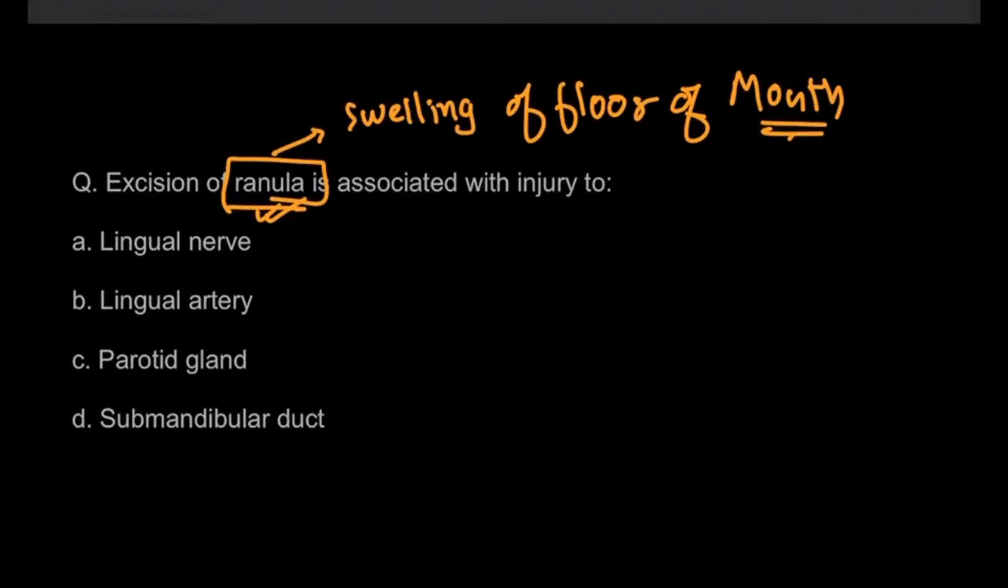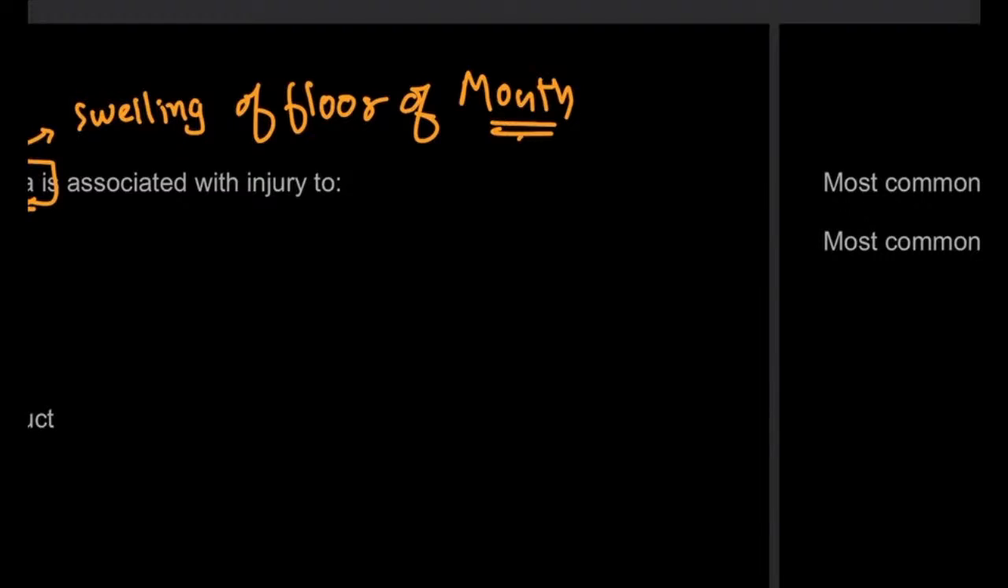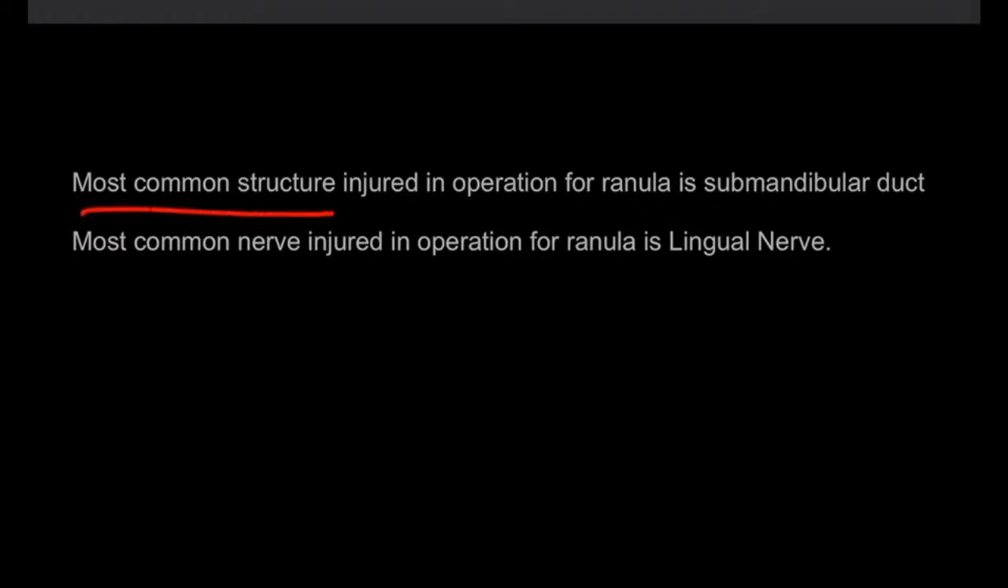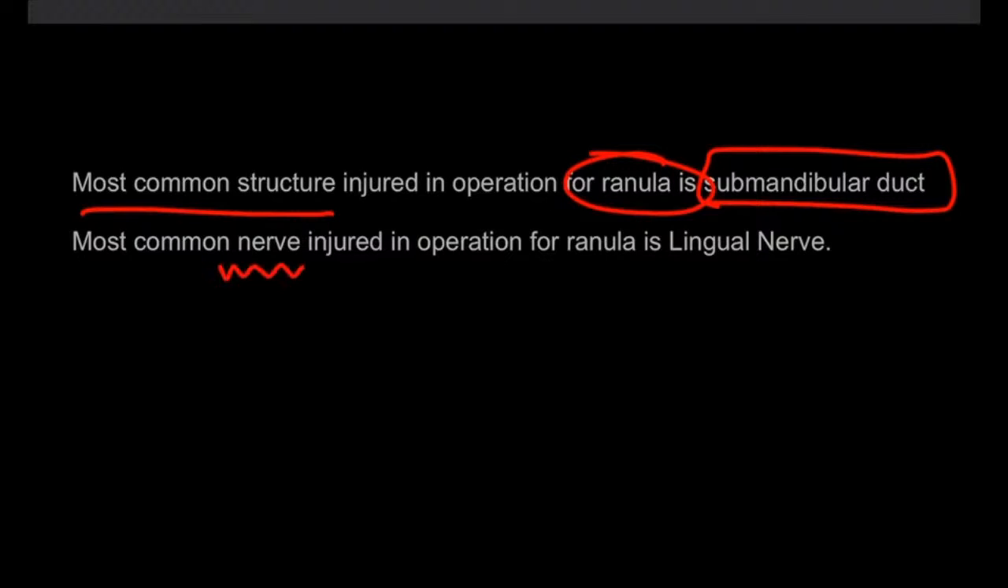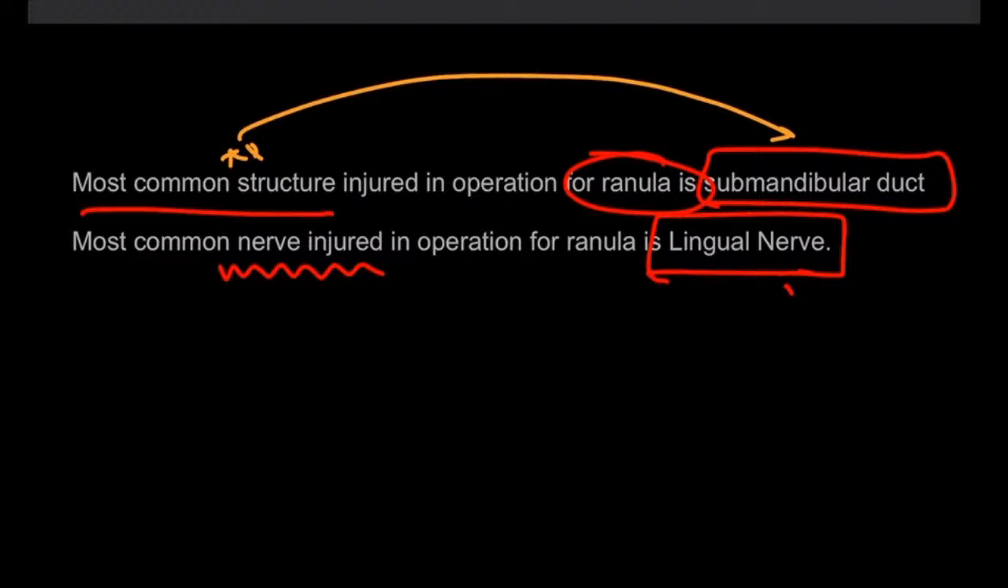Now you need to understand that the most common structure which is injured when you are operating on the ranula is the submandibular duct. I'll just let you know that the most common structure which is injured in ranula surgery is the submandibular duct. But if somebody asks you what is the most common nerve injured, then your answer will be the lingual nerve. So there are two MCQs in here, guys. The most common structure which is injured is definitely the submandibular duct. But if somebody asks you what nerve is injured, it is definitely the lingual nerve. Okay, I hope you got this point right.